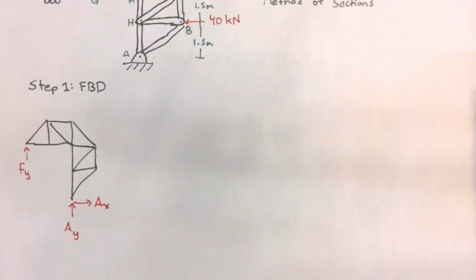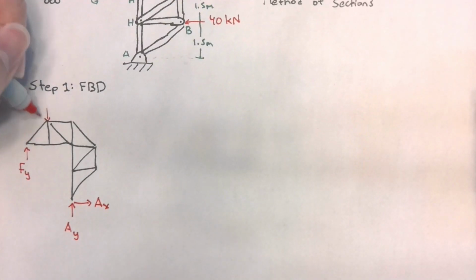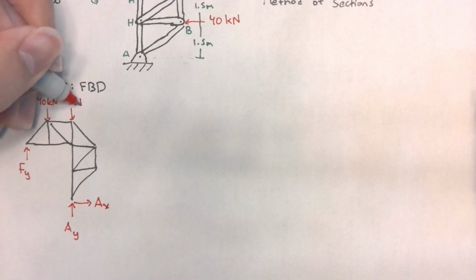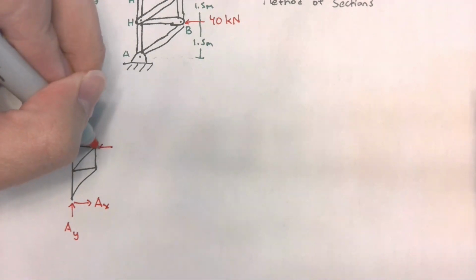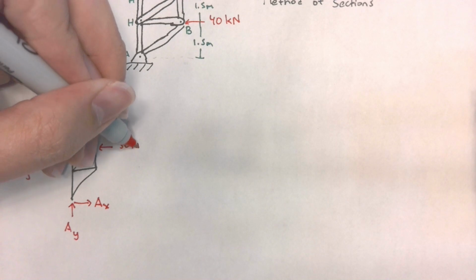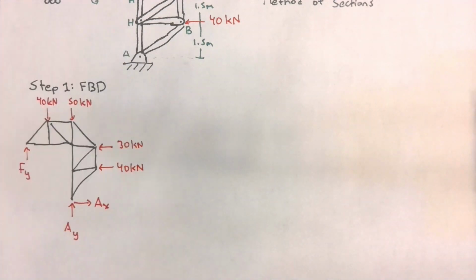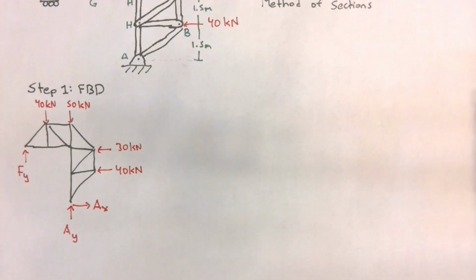And then I also have a couple extra forces. I have a 40 kilonewton force, a 50 kilonewton force, a 30 kilonewton force, and a 40 kilonewton force. Alright, so that was step one. Just draw the free body diagram.